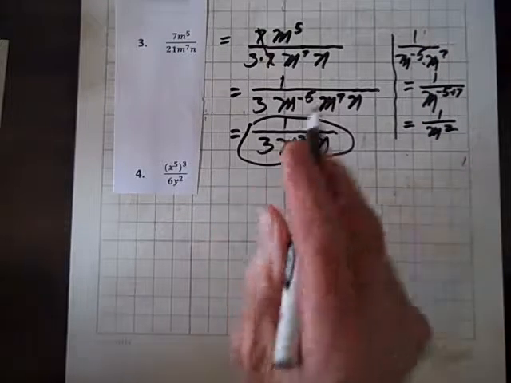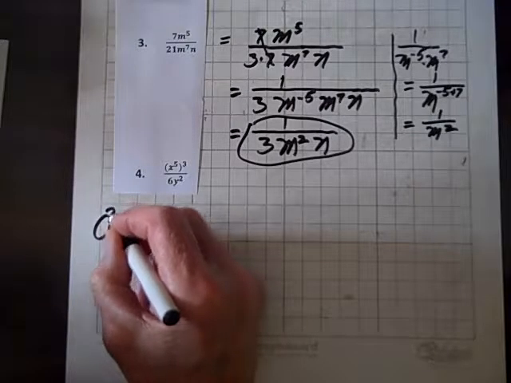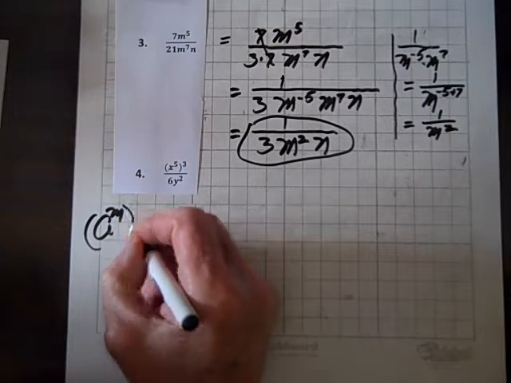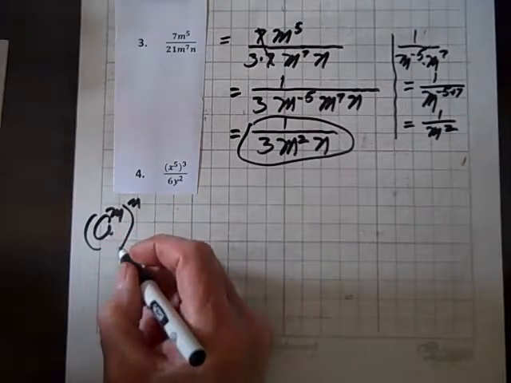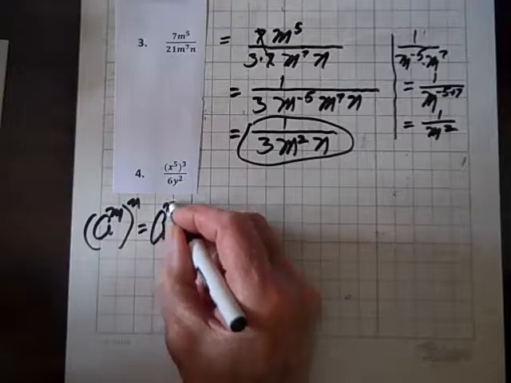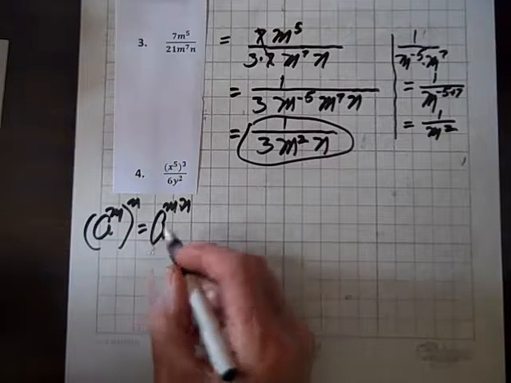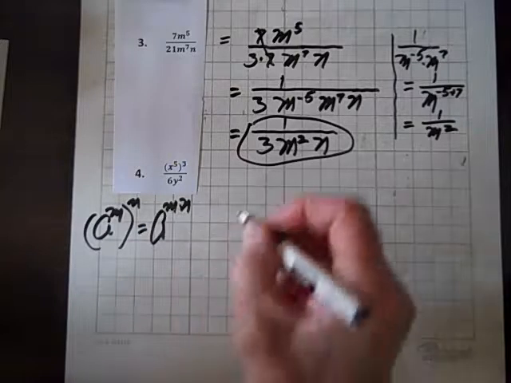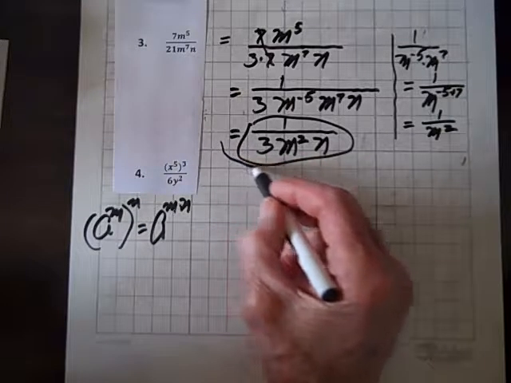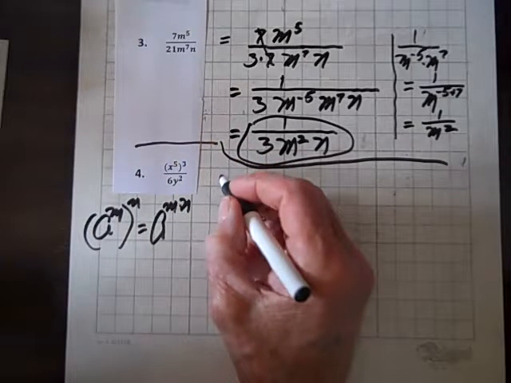Now, oh yes, one more rule we must go over. If you have a to the m raised to the nth power, that equals a to the m times n. Notice you multiply the exponents when you have this phenomenon. You do not add the exponents in this case. So here we go.